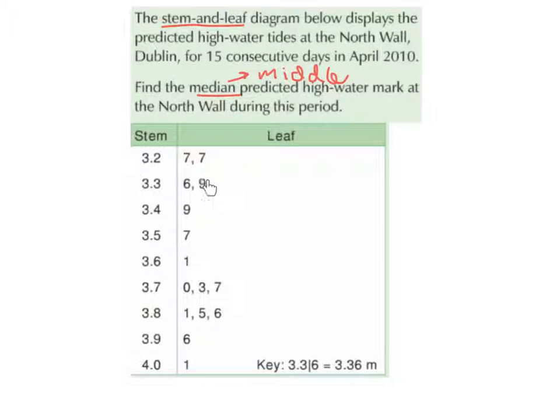So for example, that 9 represents 3.39 meters. That 7 represents 3.35 meters. That 0 represents 3.70 meters. That 6 represents 3.86 meters, and so on.